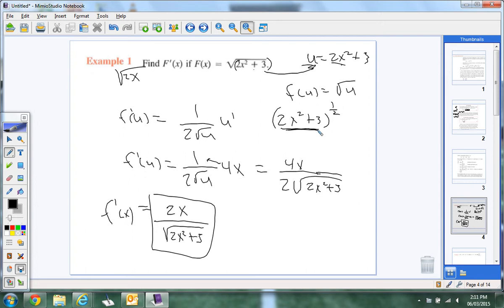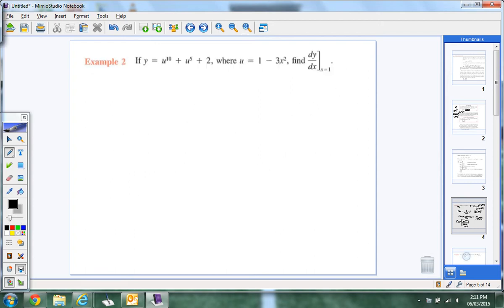That would make this a negative 1/2, which pushes it down. So it would be the same thing. You can do it like Austin was saying. Good. Any other questions on Example 1? All right, so let's try 2.